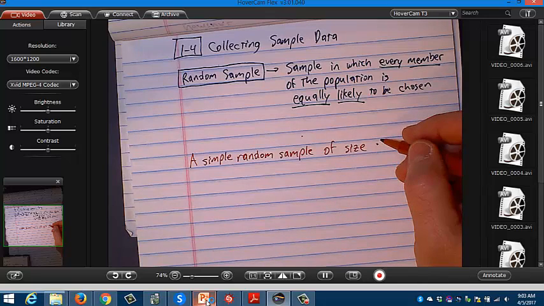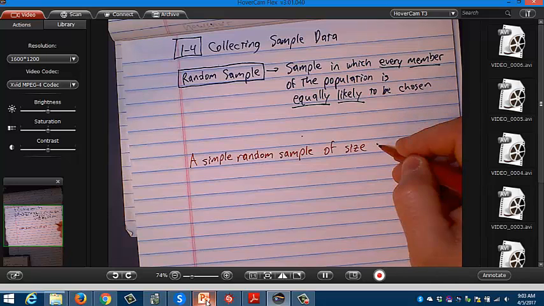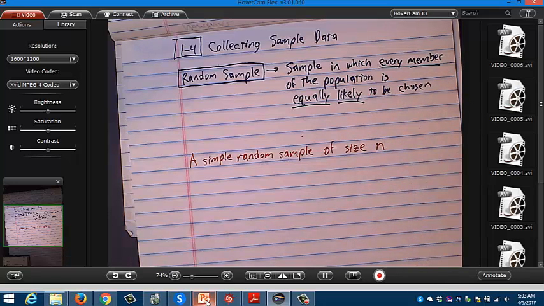You guys noticed yet? What letter I usually use for sample size? It's n, lowercase n. We're usually going to use that. I'm just trying to get you guys, when you see the letter n in this class, that's probably sample size, okay? A simple random sample.